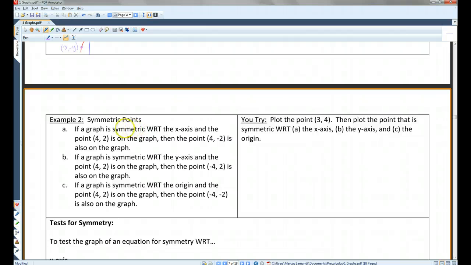Okay, in this example, there really isn't anything to do, just read it. If a graph is symmetric with respect to the x-axis and the point 4, 2 is on the graph, then you know automatically 4, negative 2 is also on the graph. If a graph is symmetric with respect to the y-axis and the point 4, 2 is on the graph, then the point negative 4, 2 is also on the graph. If the graph is symmetric with respect to the origin and the point 4, 2 is on the graph, then the point negative 4, negative 2 is also on the graph. Okay? So, using this example, you guys go ahead and try this one.